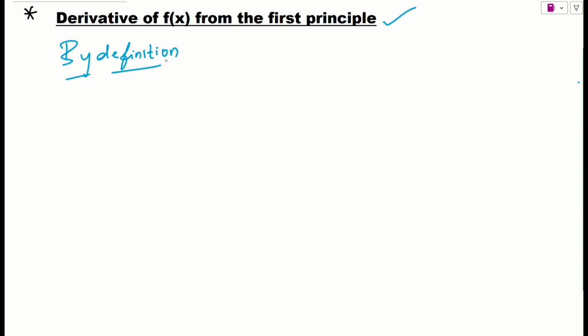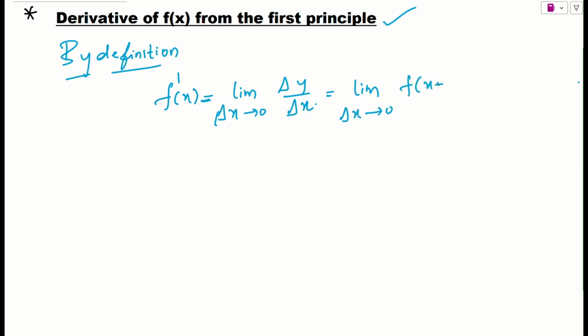If you want to do it with the help of the definition, when can I say a function f of x is differentiable? If you have limit delta x tends to 0 of delta y by delta x, this is the derivative. F dash of x is nothing but limit delta x tends to 0 of delta y by delta x, or also I can write it as limit delta x tends to 0 of f of x plus delta x minus f of x by delta x. This is also one way. This is the definition of differentiation.